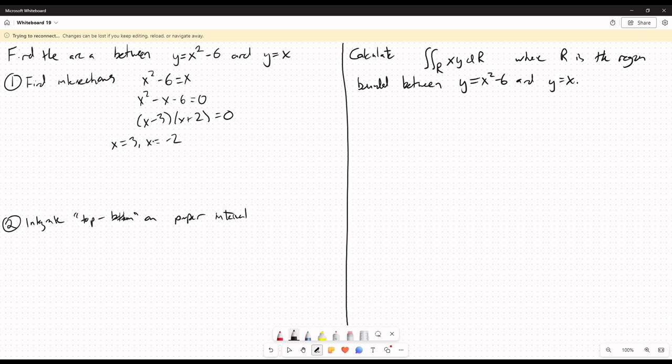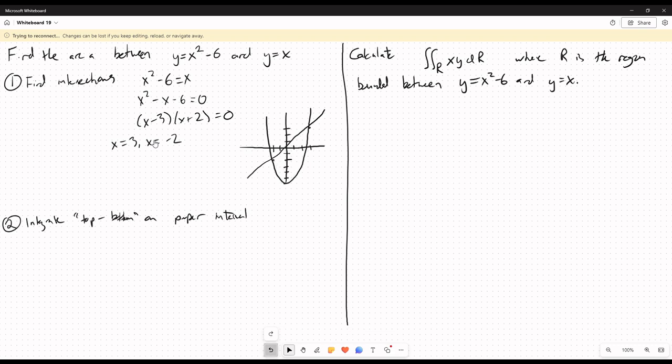We could even find the y-coordinates if we wanted to. Well, actually, the y-coordinates are really easy because y equals x. So this graph is going to look something like, well, I know that something interesting is going to happen at negative 2, negative 2. I know that something interesting is going to happen at 3, 3. This graph was x squared minus 6. So it's going to look something like this. And then we're going to have this crossing here. Roughly speaking, this is the area we're going to be integrating.